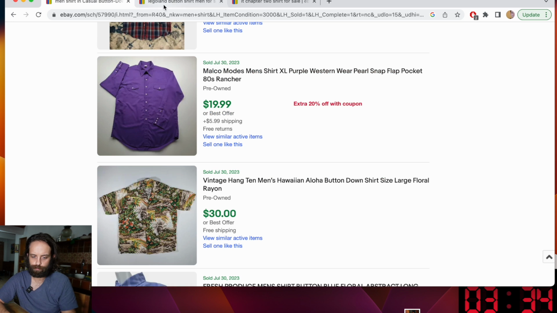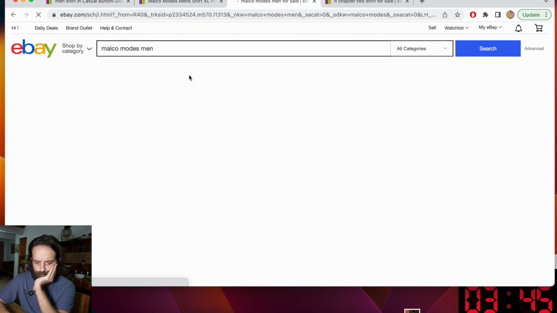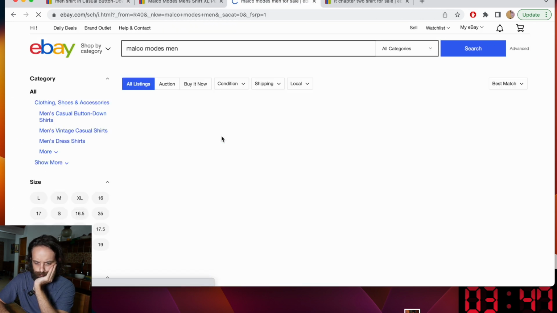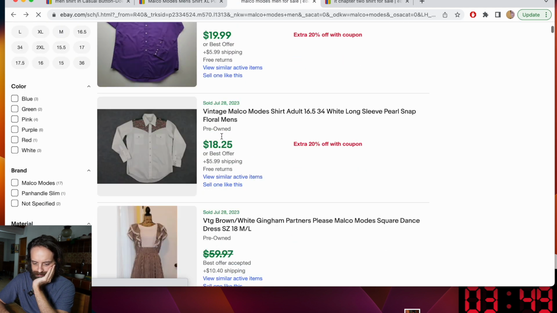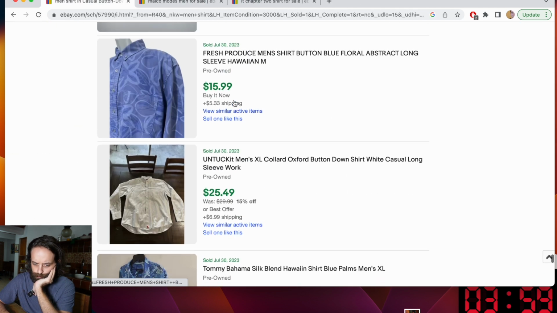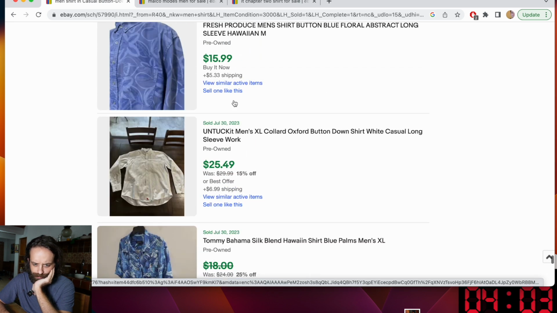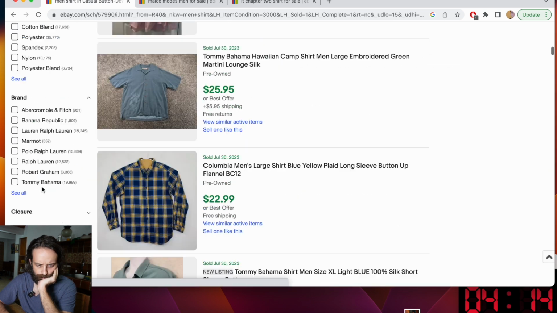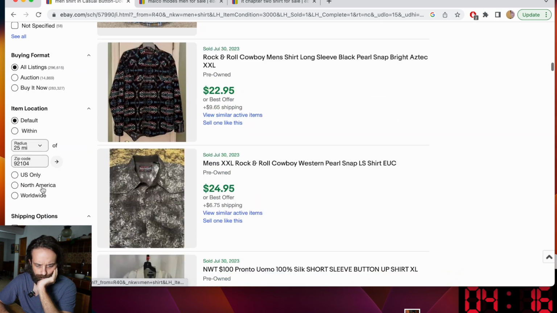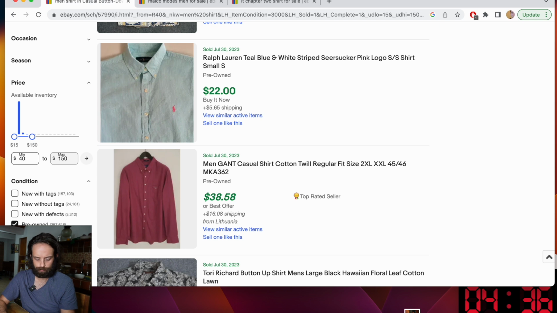Malco Modes, what is that? Fresh Produce, I know. It's a men's shirt? I didn't know they did men's. No, that's not a men's shirt. The Fool? Let's go to the higher price bracket. Let's do a minimum 40 bucks.